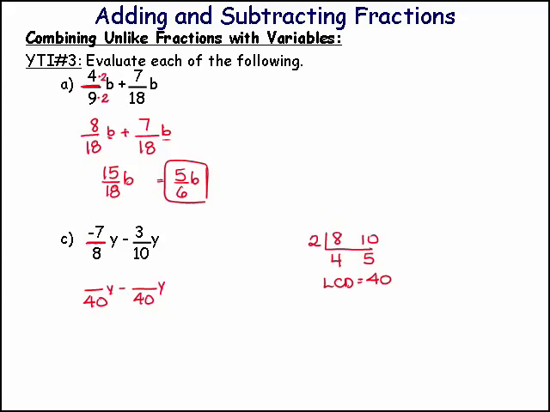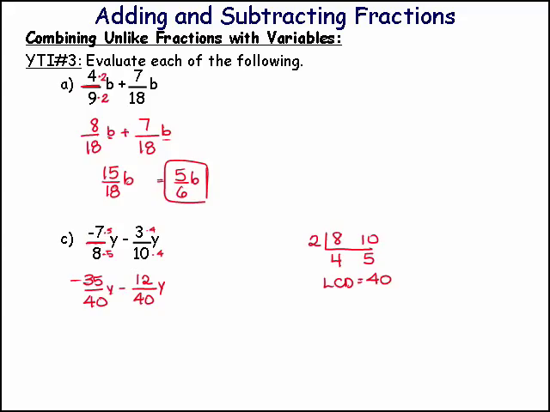Now, what do I have to multiply 8 by to get 40? I have to multiply by 5. So negative 7 times 5 is negative 35. How about now? This needs to be multiplied by 4, so I get 12 over 40. Both are negative: negative 35 and negative 12.